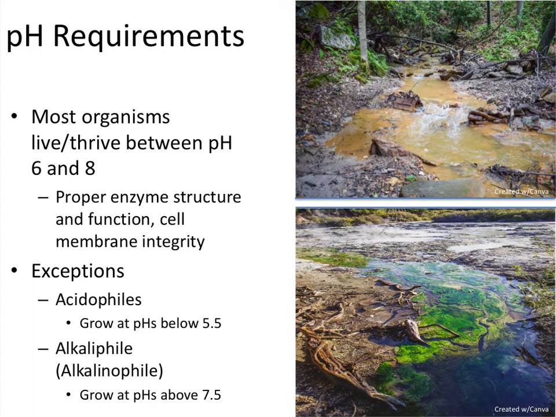Most organisms on the planet require a pH of somewhere between 6 and 8 to grow. Some organisms do a little bit better towards the 6 range, some organisms do a little bit better towards the 8 range, some organisms need to be much closer to 7. But on the whole, if you take the average of all organisms on the planet, most organisms have a pH range of about 6 to 8 that they can survive and thrive in.